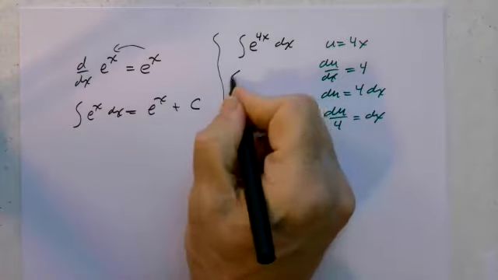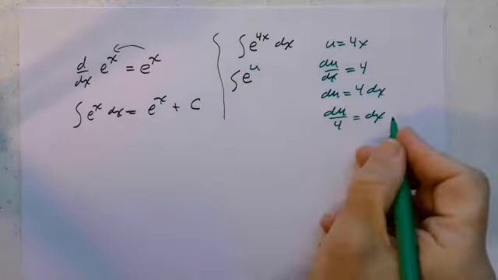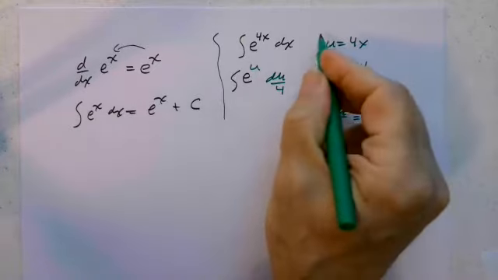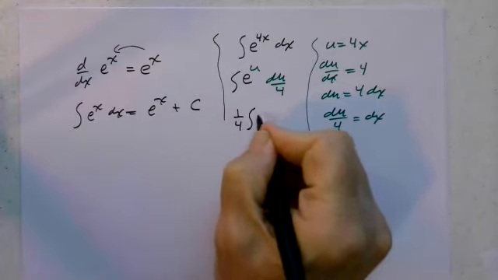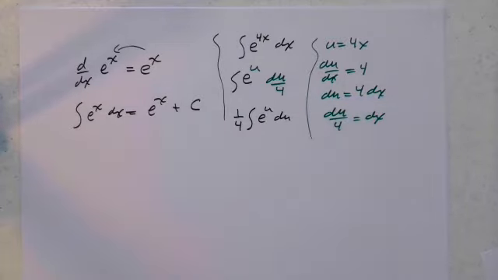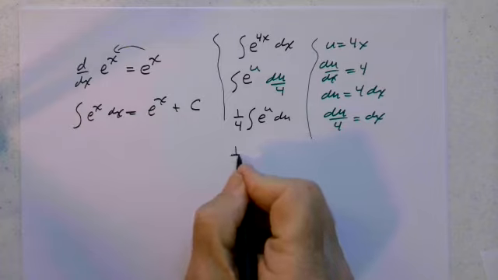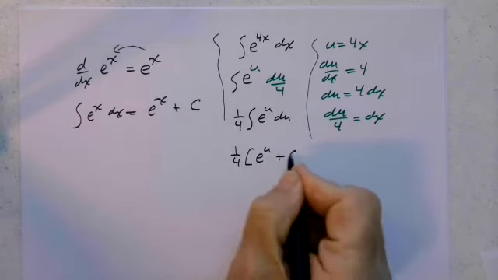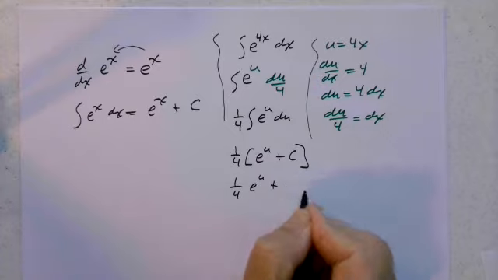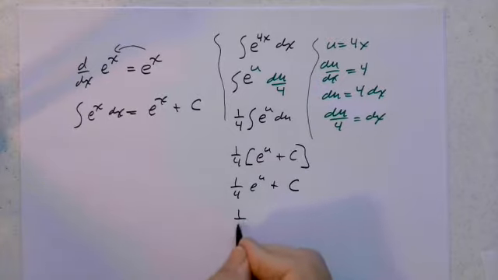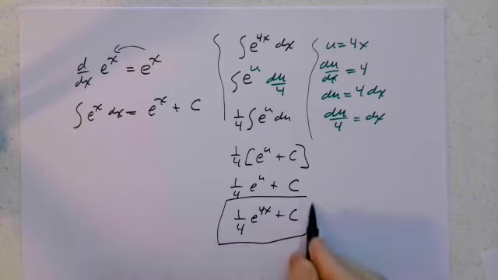So what this becomes is the integral of e to the 4x, 4x is u. So we get the integral of e to the u, dx is du over 4. Now, the 1/4 can come in front. So we have 1/4 times the integral of e to the u du, but we said the integral of e to the x dx is e to the x plus c. So the integral of e to the u du is e to the u plus c. So we get 1/4 times e to the u plus c. 1/4 e to the u. 1/4 of c is just a different c. And then what is u? U is 4x. So we get 1/4 e to the 4x plus c is that antiderivative.